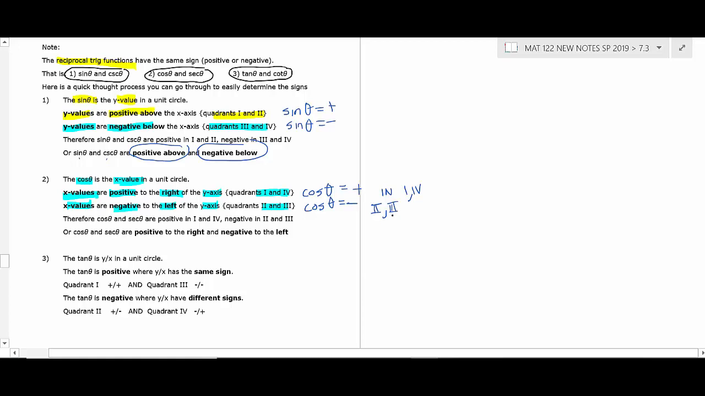Okay, so to summarize, this is the way I think of it. Cosine and secant go together because they're reciprocals. So it's positive to the right, negative to the left. Okay, talking about in comparison to the y-axis, right? That's how I do that.